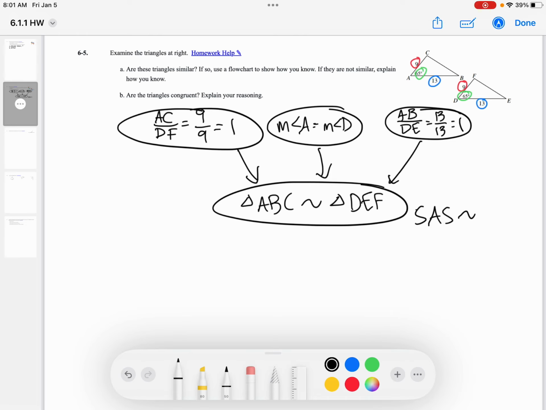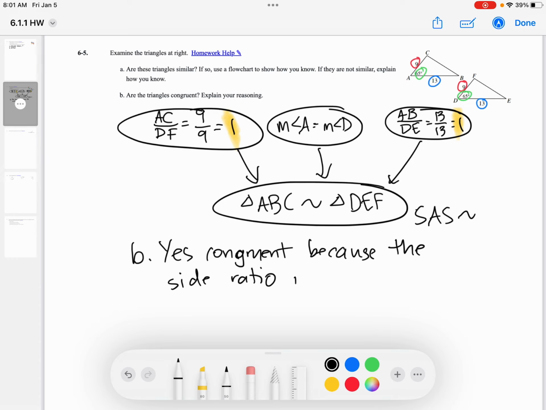Part B asks, are they congruent? Remember, if two things are congruent, the ratio between the sides is 1, and that is the case here. So yes, they are congruent because the side ratio is 1.